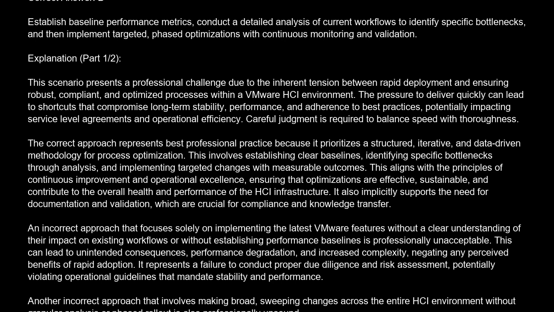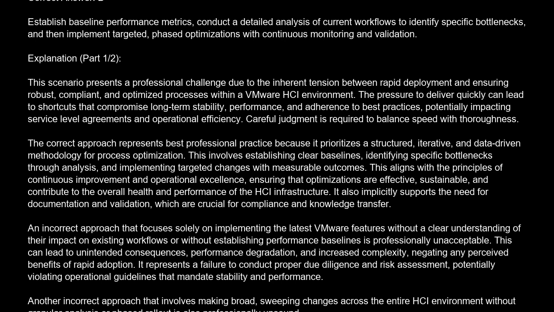Careful judgment is required to balance speed with thoroughness. The correct approach represents best professional practice because it prioritizes a structured, iterative, and data-driven methodology for process optimization. This involves establishing clear baselines, identifying specific bottlenecks through analysis, and implementing targeted changes with measurable outcomes. This aligns with the principles of continuous improvement and operational excellence, ensuring that optimizations are effective, sustainable, and contribute to the overall health and performance of the HCI infrastructure. It also implicitly supports the need for documentation and validation, which are crucial for compliance and knowledge transfer.